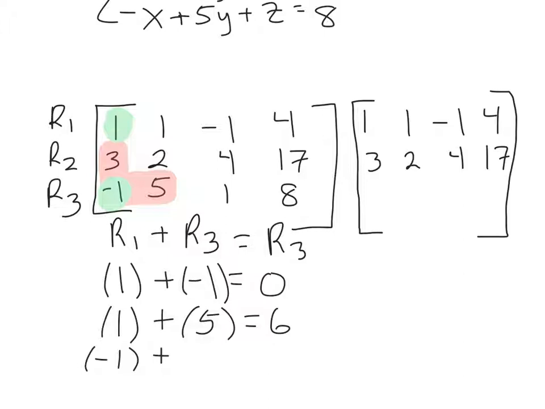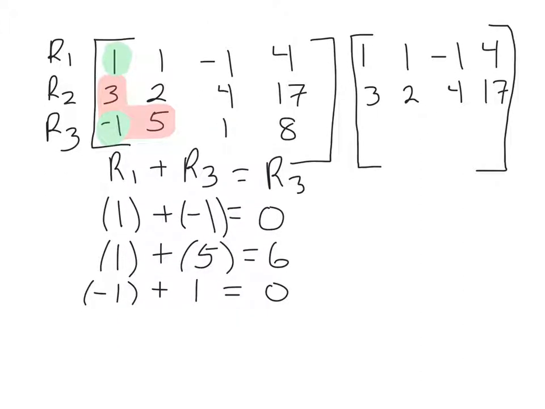It's going to be 1, right? 1. And then negative 1 plus 1, that's going to be 0. Okay. And then I have one more to do. I've got 4 plus 8. And that's going to give me 12.